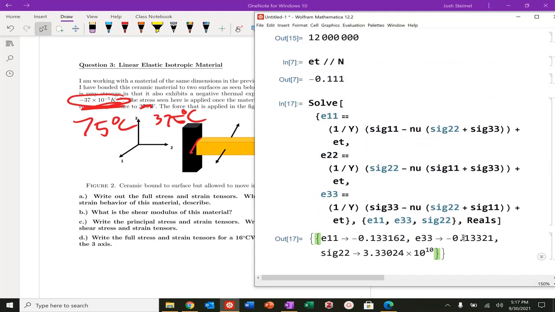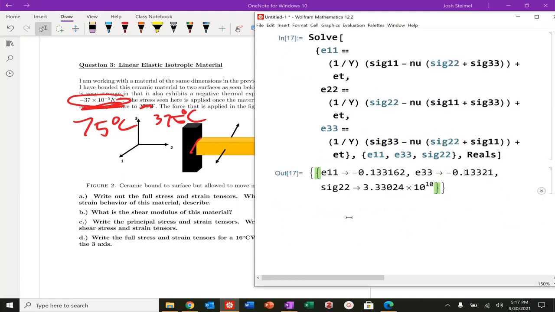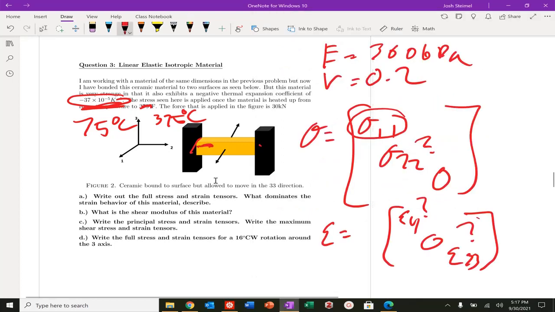Same thing for the 3, 3. It wants to contract. And then there is a tension in the 2, 2, which makes sense because, again, the material wants to contract. This material wants to go this way, so the force to maintain it at 0 is going to be in the opposite direction.